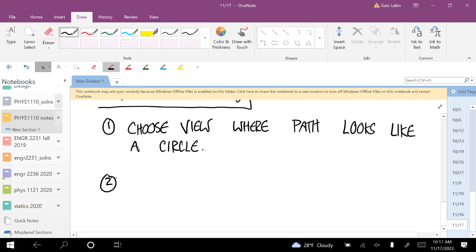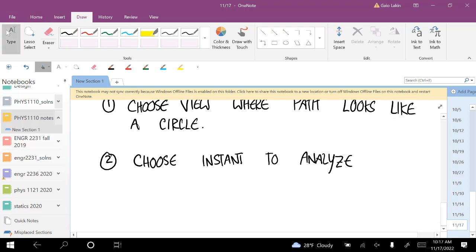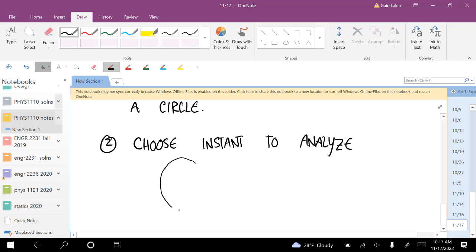Second, choose an instant to isolate, to analyze. So that's like a point on the circular path. You know, so if this is the circular motion, you're just choosing some point like this.